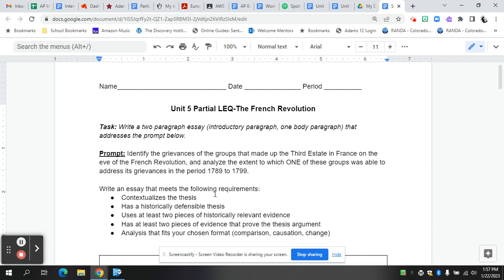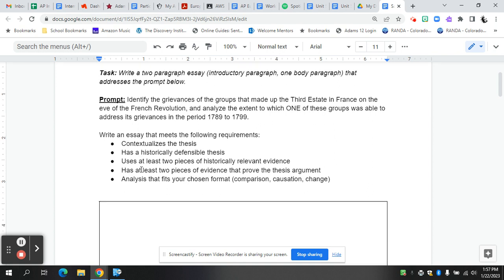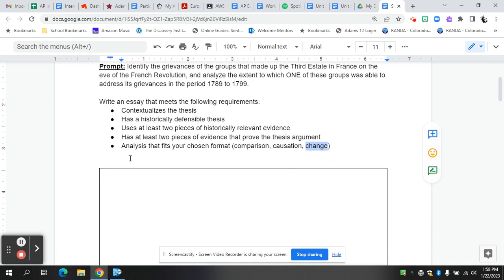All right. Now, in terms of the overall writing, we're going to contextualize the thesis. We're going to break down a historically defensible thesis. We're going to infuse a couple of pieces of evidence. We're going to try to double dip here, and we're going to try to give two pieces of evidence that are historically relevant and two pieces of evidence that prove the thesis argument. And then we're going to analyze, right? And I think change is our best format here. Analyze the extent to which one of these groups was able to address a grievance. Essentially, was there a change? All right. So here we go.